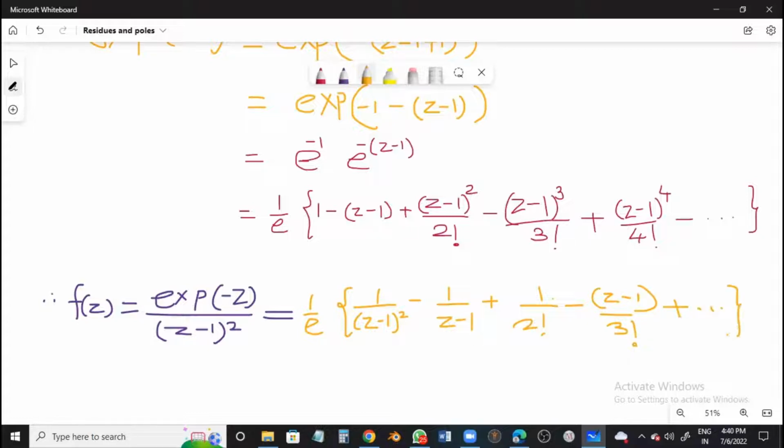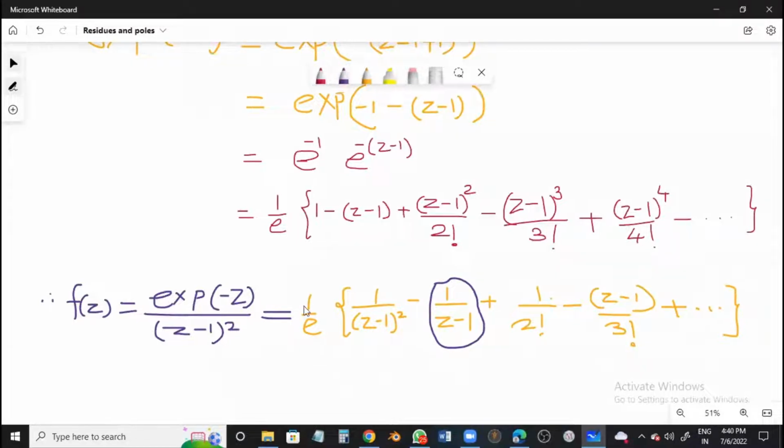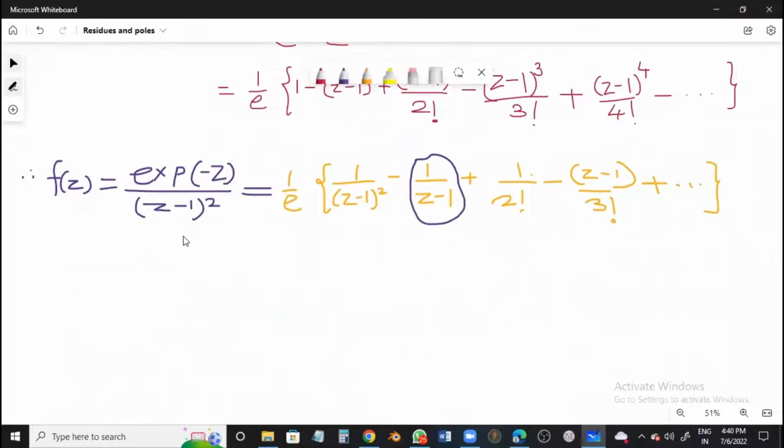Our interest lies in 1 upon z minus 1, as you know. Our interest is in this term. So the coefficient of this term is going to provide us with the residue. So what is the residue here? Residue at z equal to 1 of f of z. So just tell me what is the coefficient? Yes, come on. Minus 1. No.